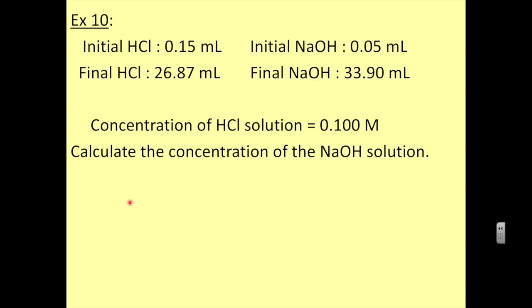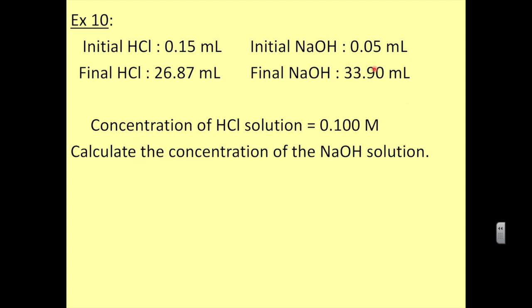So to do the calculations, there is a lot of information you have to be able to unpack. There is an initial and a final volume of HCl. There's an initial and final volume of base, okay? And then there's a concentration of HCl solution. So this is the one that I knew the concentration of, and I want to calculate the concentration of NaOH right here.